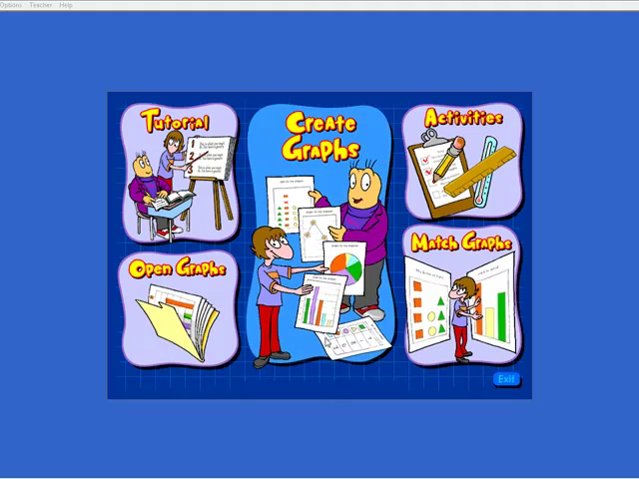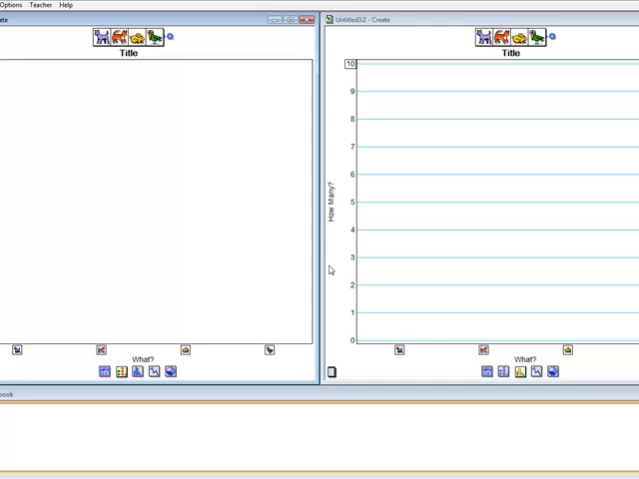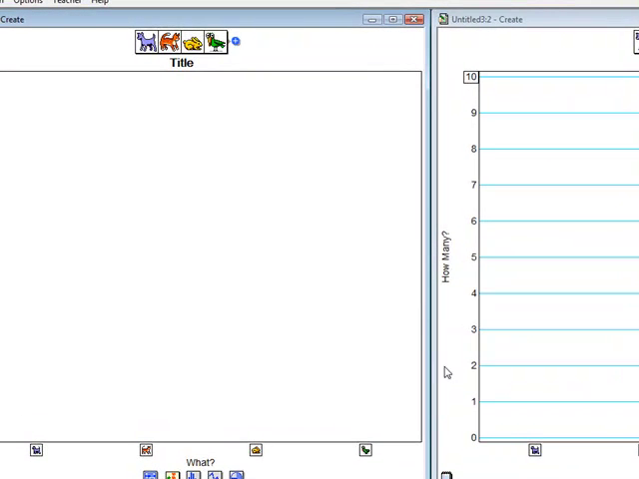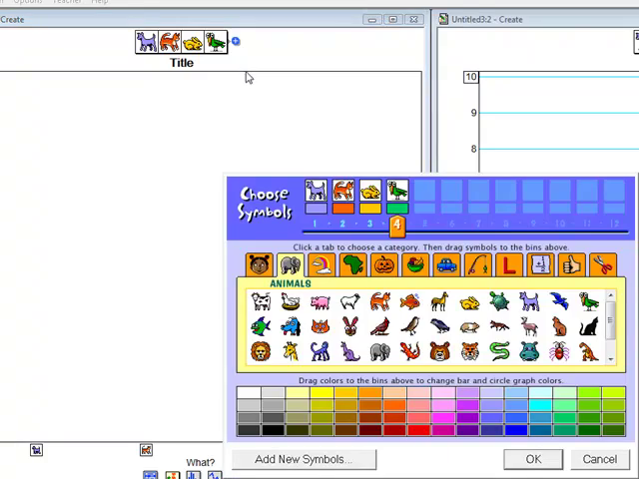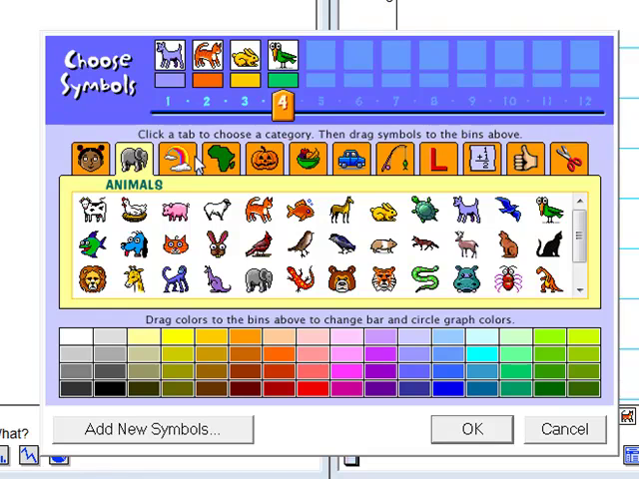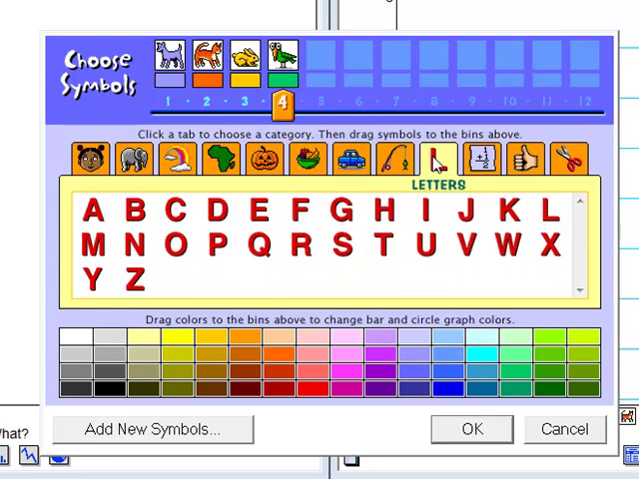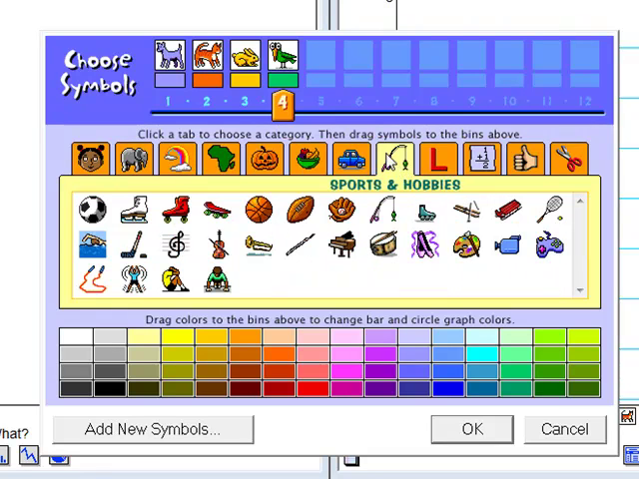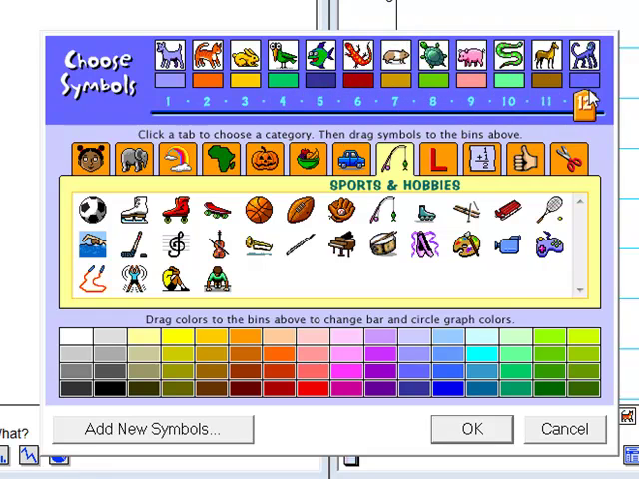Create Graphs is the most useful section. In this section, students can create their own graphs. There are a number of different symbols to choose from. Depending on what you are measuring will determine what symbol you choose: people, animals, letters, even sports and hobbies. You can choose the number you have as well.